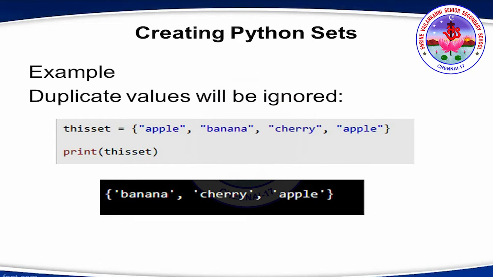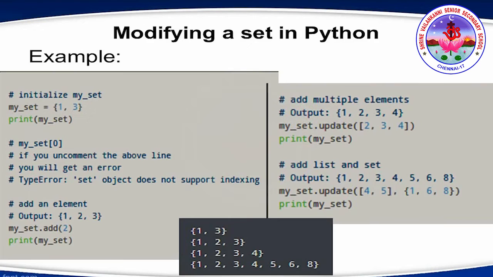Now let's see, the duplicate values will be ignored. Let's see an example. This set is equal to apple, banana, cherry, apple. When we try to print it, apple is not displayed twice. When we print, only once apple is printed. Duplicates are ignored. So we get banana, cherry, apple.